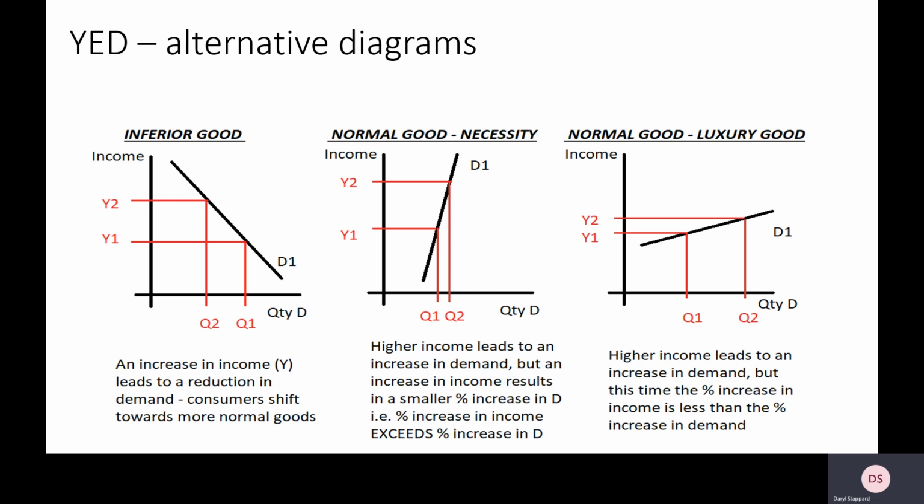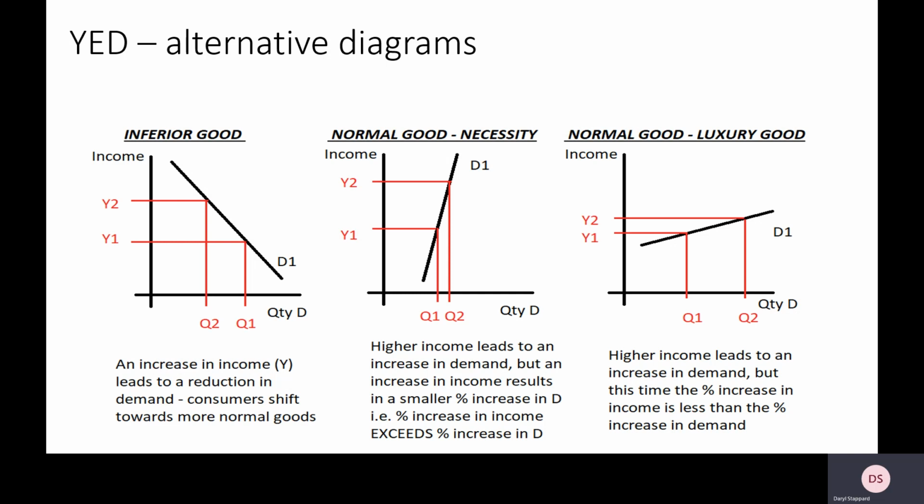You earn more, you become less willing and able to buy these products. Clearly, if income was to fall from Y2 to Y1, there will be an increase in demand from Q2 to Q1. Then look at normal goods, necessities and luxury goods.